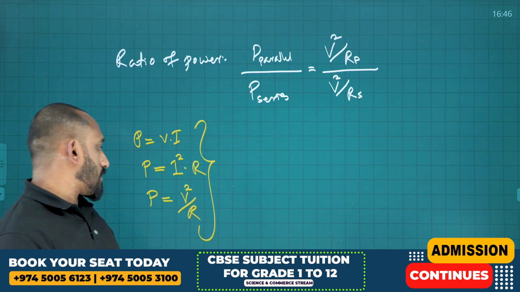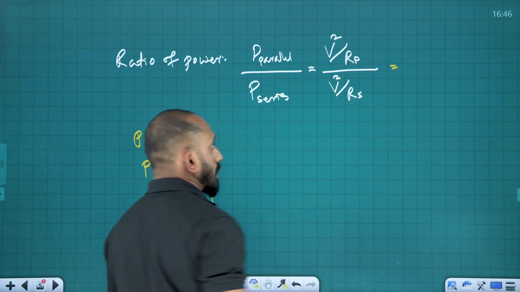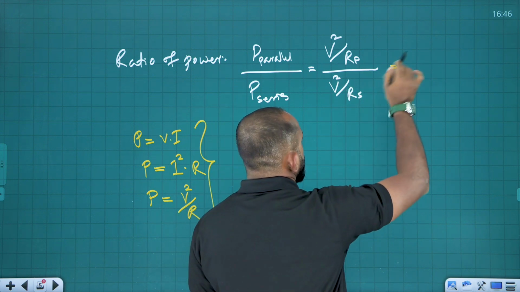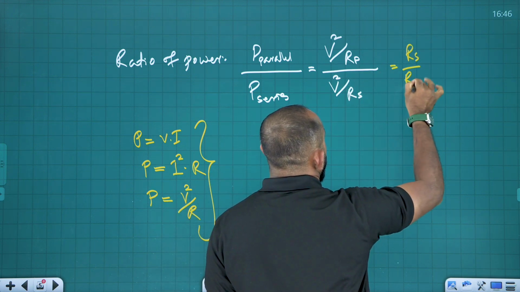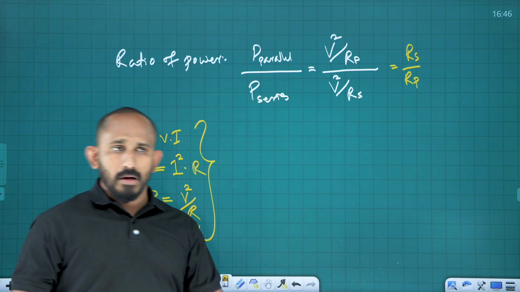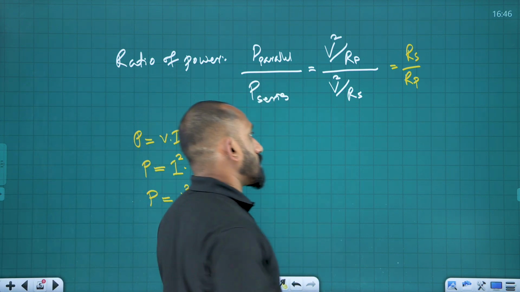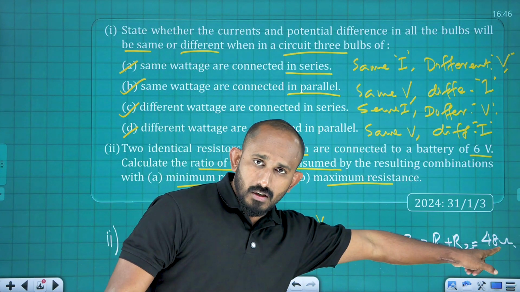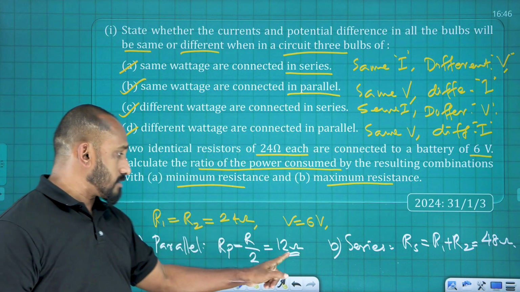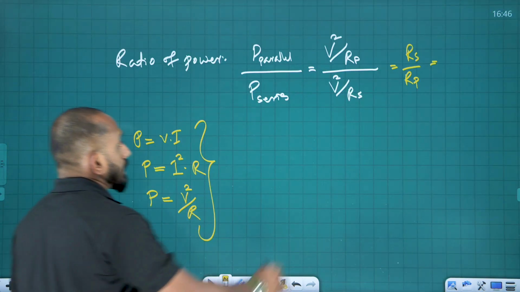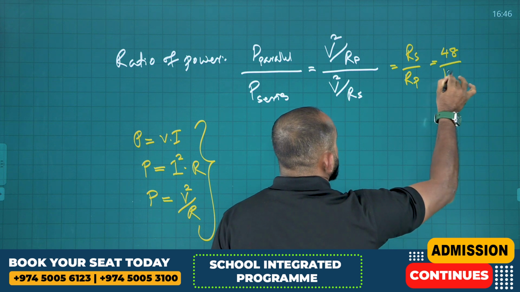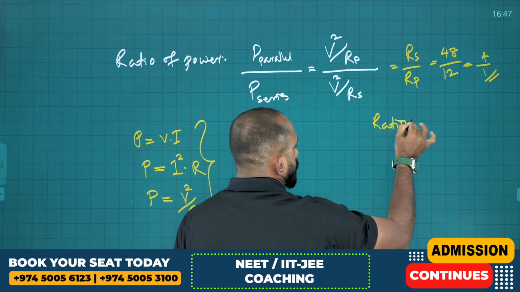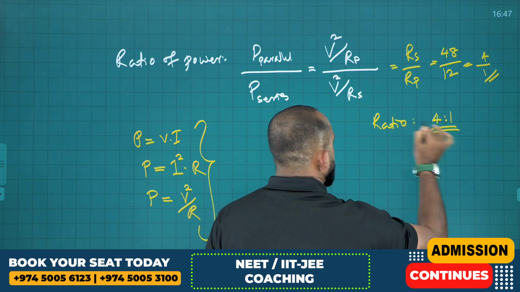You got it? So here, first case, V square, V is the same in both cases, 6 volt. So it will be V square by RP by V square by RS. So that is RS by RP. Reciprocal, you have to multiply with. So V square cancels. Now we have RS, in series combination, how much is the resistance? 48 ohm. In parallel combination, what is the resistance? 12 ohm. So the answer is 48 by 12, that is 4 by 1. So the ratio is 4:1 is the answer.